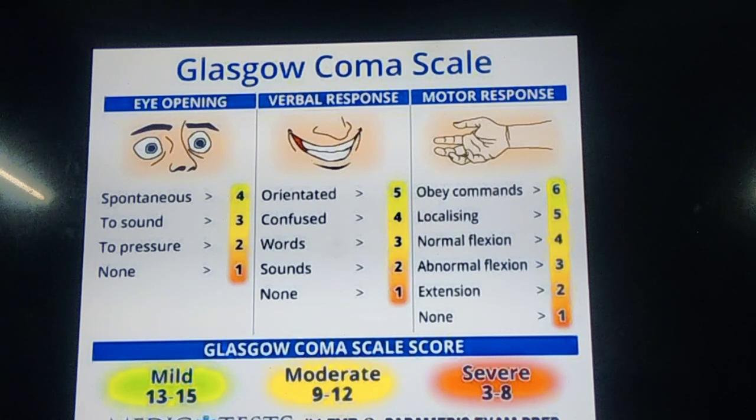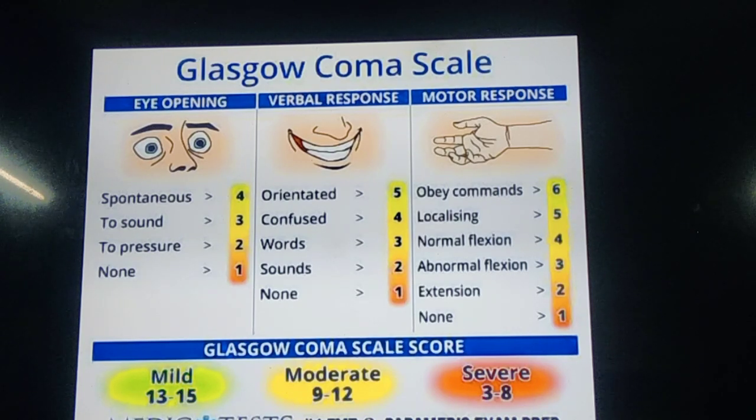So the total score is 15. E4, V5, M6. The best score is 15, that is, the patient is fully conscious. And the least or worst score is 3, that is, the patient is totally unresponsive. And how are we going to give the gradings? If the score is between 13 to 15, it is mild brain injury. If the score is between 9 to 12, it is moderate brain injury. And if the score is between 3 to 8, then it is severe brain injury or severe brain damage.